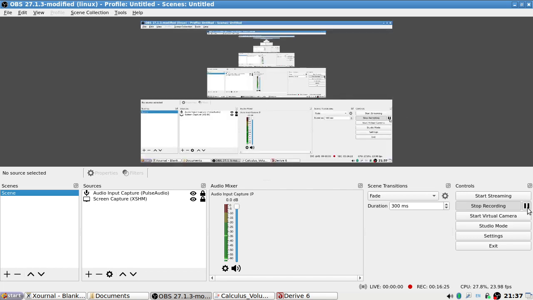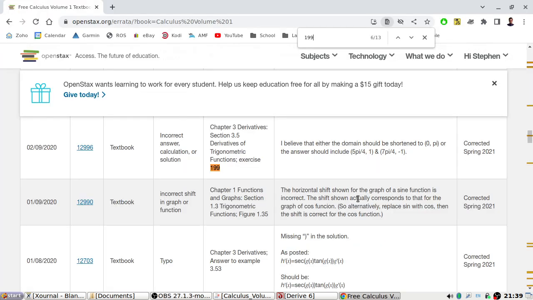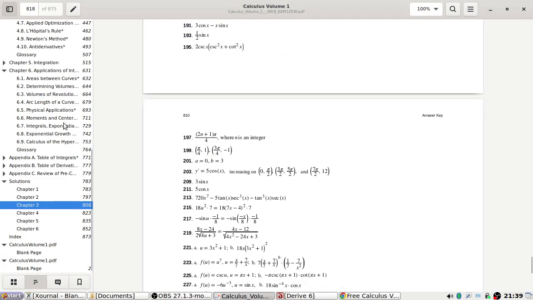Okay. So, yes, I've seen on their website that the domain should be shortened to 0 to pi, or the answer should include that. Now, what's confusing me is it says that this was corrected in spring 2021, but I don't think it has been, because so I can get the date of this one.